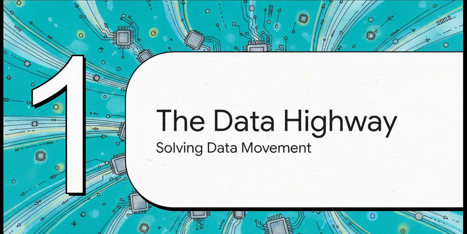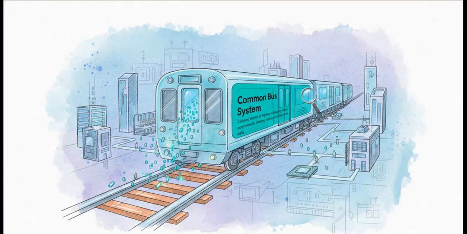Just imagine you've got dozens of tiny components inside a single chip, and they all need to talk to each other, like all the time. You need a system, right? A shared infrastructure, some kind of internal data highway. And that is the common bus system.